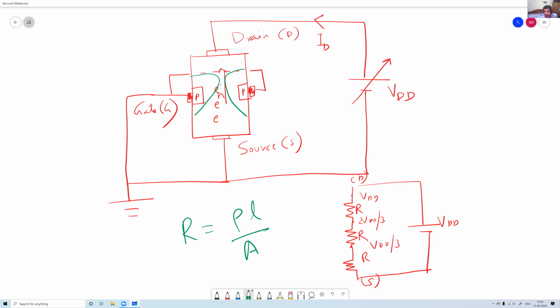If A is less, obviously R will go up. The same thing is happening here. R is equal to rho L by A, we have seen in class 12. So here A is decreasing, obviously R will increase. But what happens when A starts tending to 0? Ideally R is infinite, and if R is infinite, I should be 0, ID should be 0.